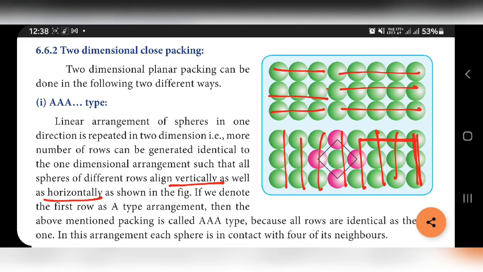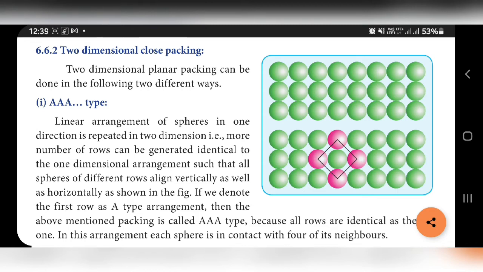If we note the first row as A type arrangement, then in the above mentioned packing this is also A because it is similar to the first row. This is also A because it is also similar to the first row. So it is named AAA type. The above mentioned packing is called AA type because all rows are identical to the first one. So in this arrangement each sphere is in contact with four spheres.